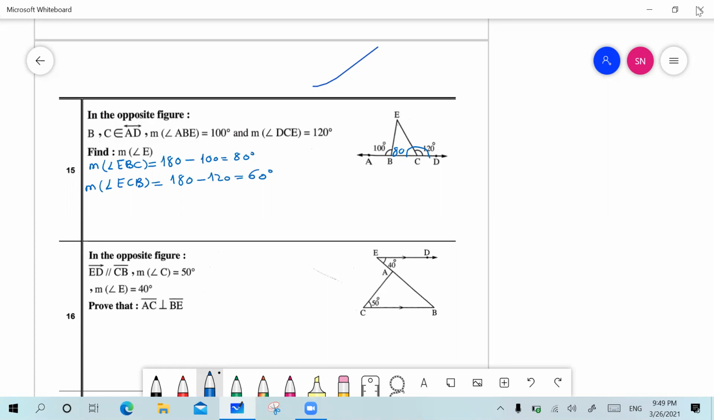Then because EBC is a triangle, all angles will sum up to 180. Exactly, because it's a triangle, all angles should sum up to give me 180 degrees. So the missing angle, the measure of angle E, is equal to 180 minus 80 plus 60. This is equal to 40 degrees. I can't hear you, Mustafa. You're saying 40 degrees? Okay, thank you, dear.